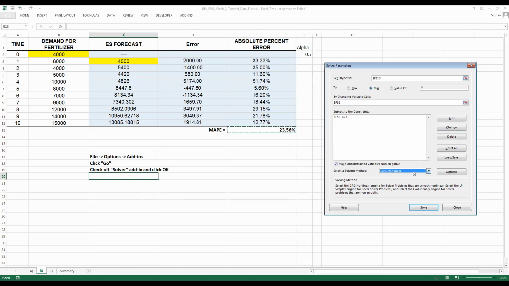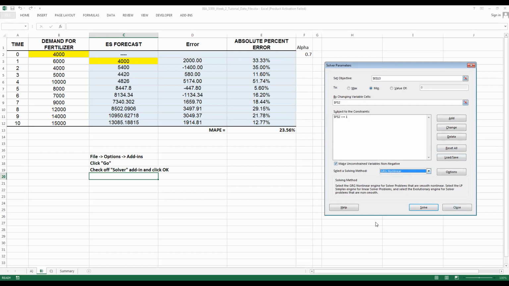And then the solving method should be nonlinear. We are not doing simplex LP or evolutionary. This is not linear, so doing simplex LP will not work. It's called exponential smoothing. It's this big recursive thing. It's definitely not linear. So GRG nonlinear is the method we need.